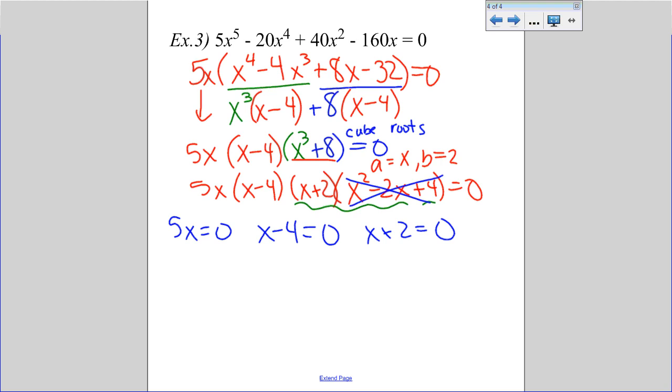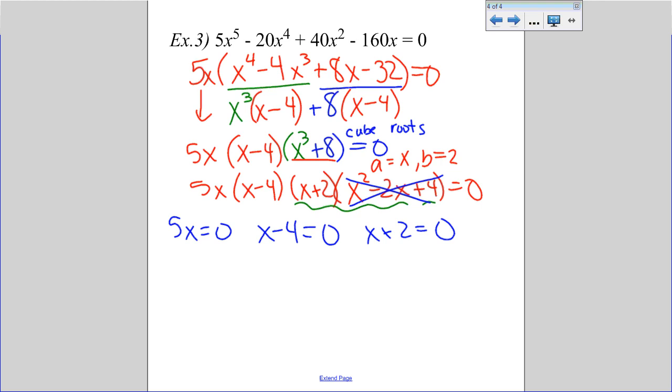Now I did this one specifically, ladies and gentlemen, one, to practice greatest common factors, two, to practice factor by grouping, and three, to practice the cube roots. That's all the factoring that we've seen in lesson 6-4 at the beginning, okay? So I've done a quick review.